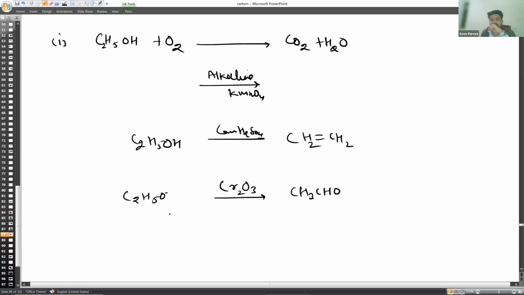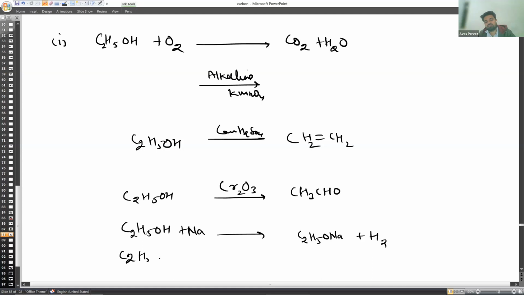And the last properties: C2H5OH when it reacts with Na gives you sodium ethoxide, C2H5ONa, plus hydrogen gas. And when C2H5OH reacts with CH3COOH, it gives you an ester. So these are the properties we have studied: 1, 2, 3, 4, 5, 6 properties. Okay, got it? Understood? Yes, sir.